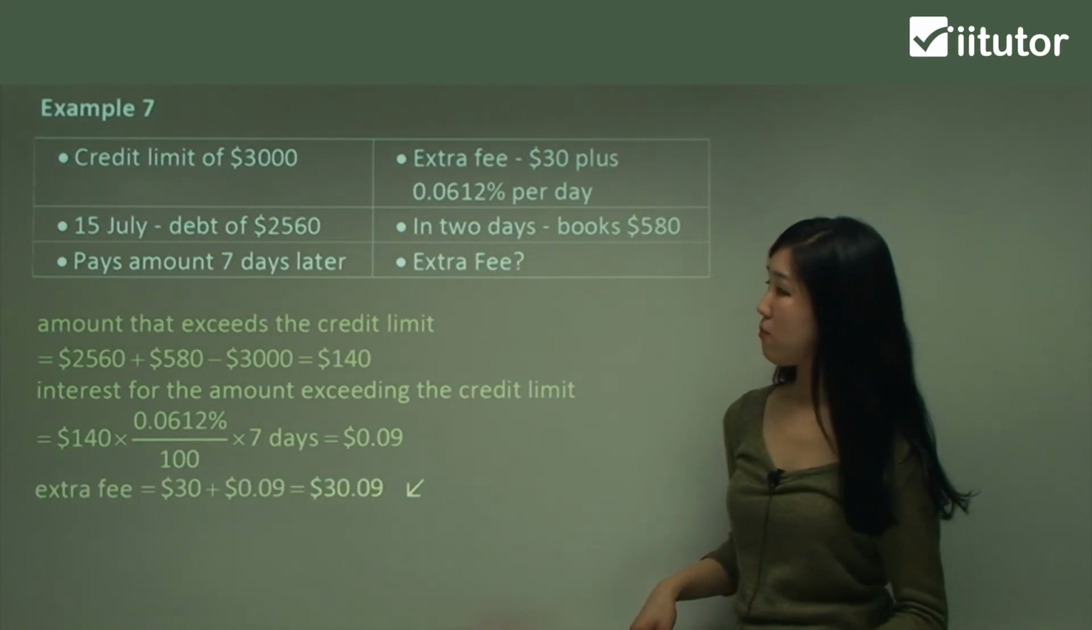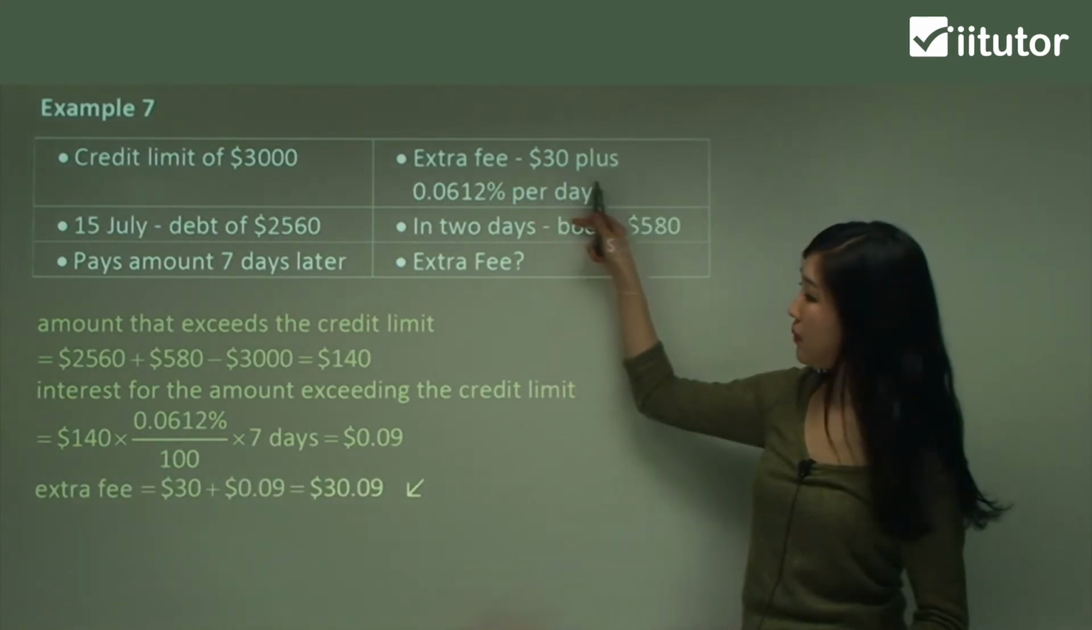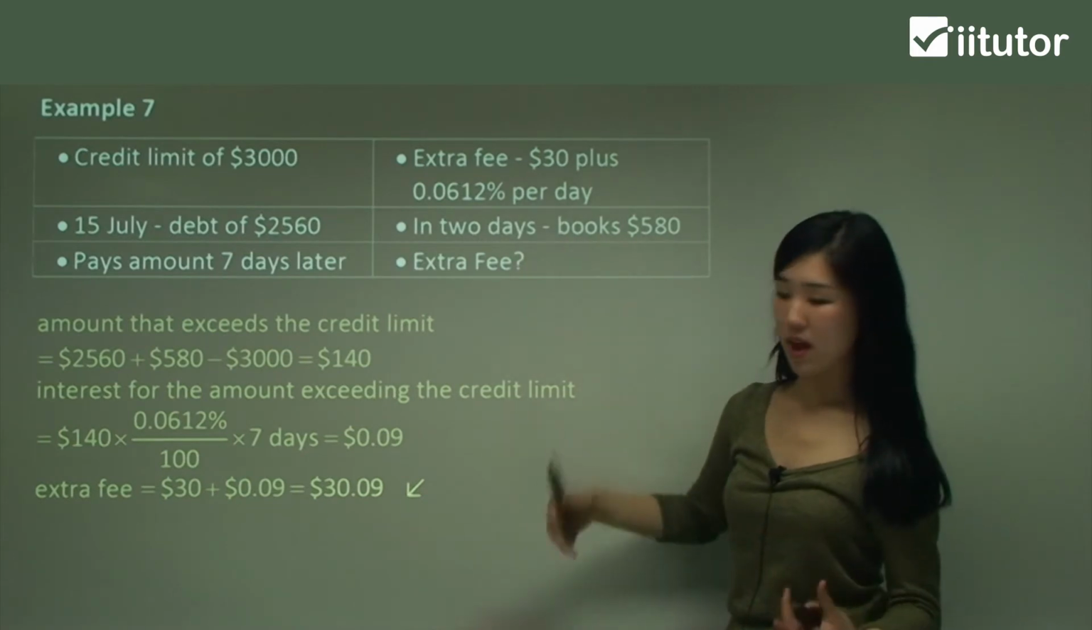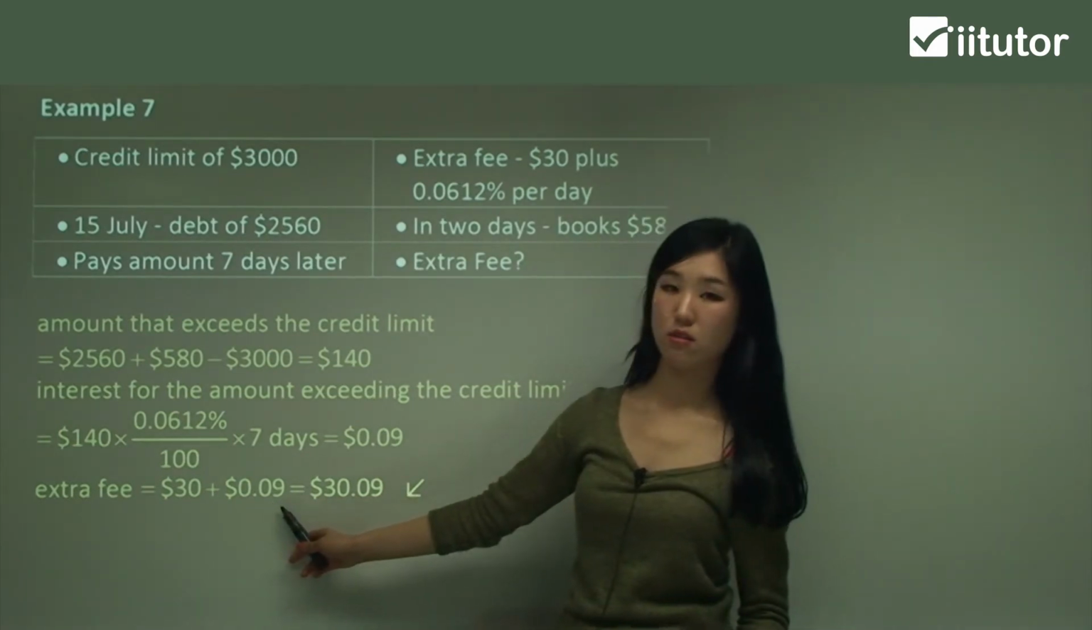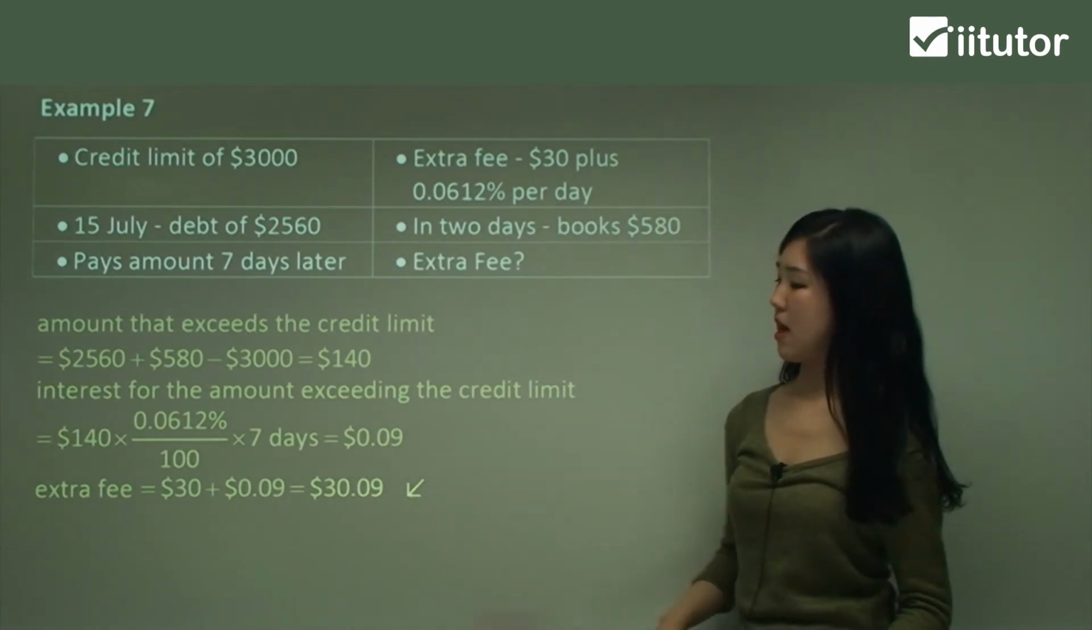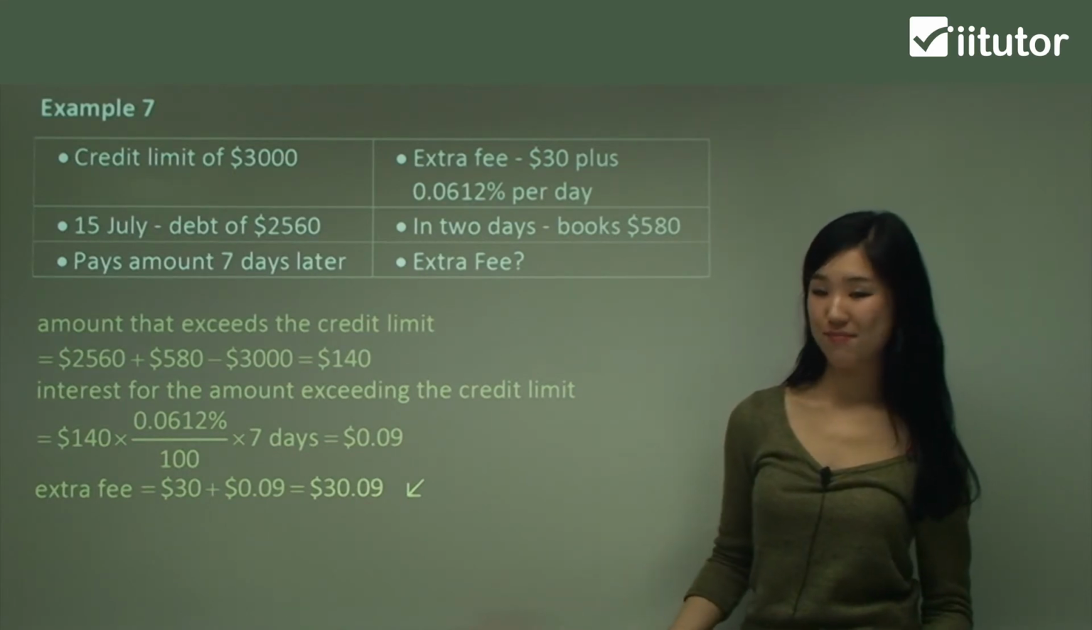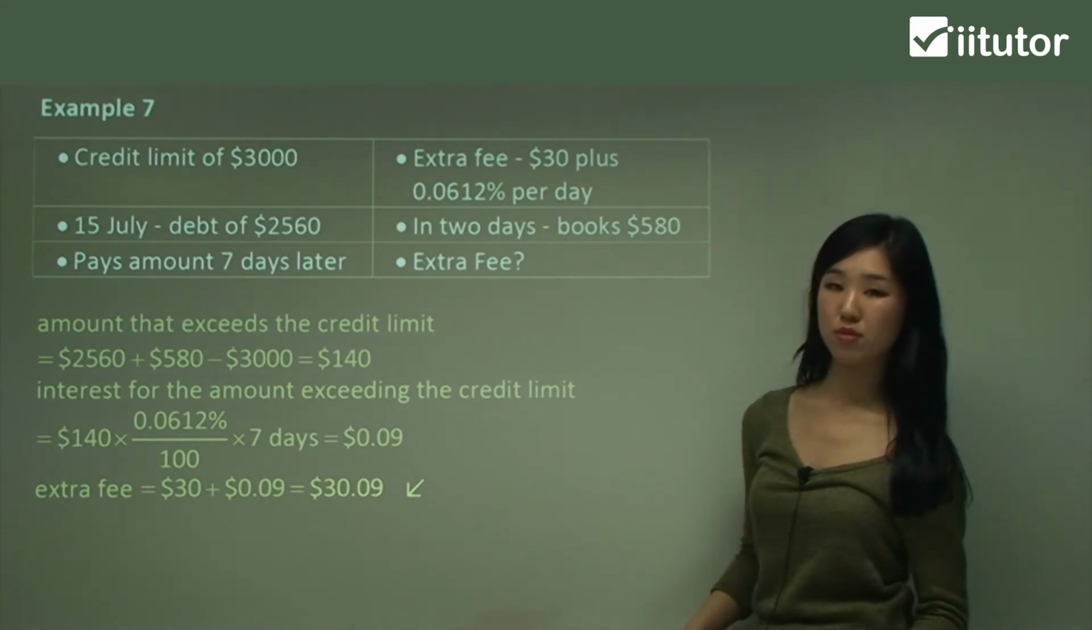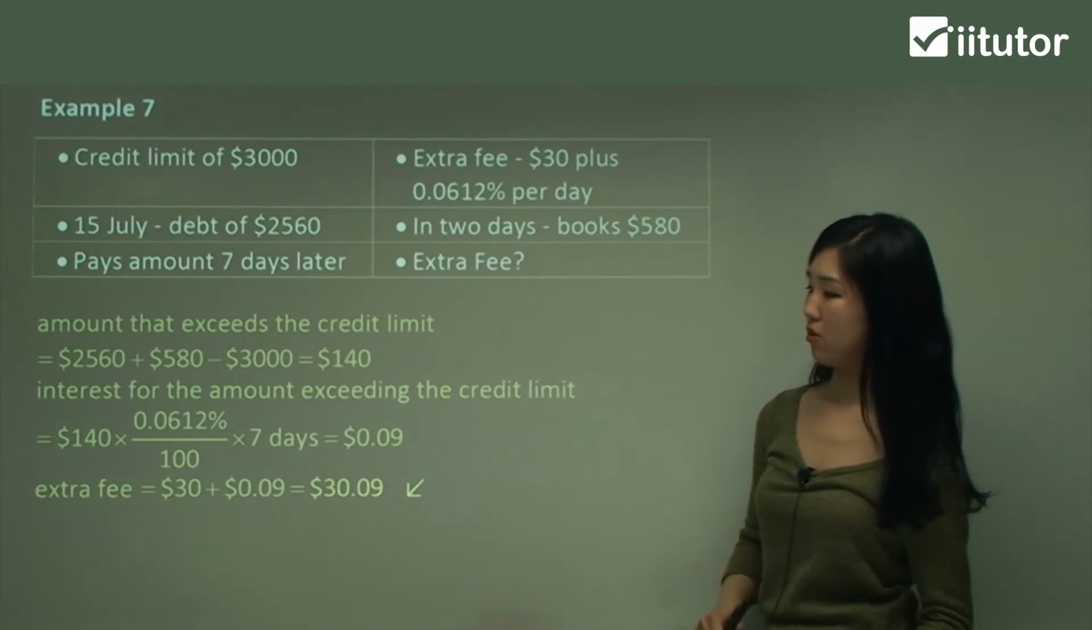So the extra fee will be the $30 plus the interest that we calculated, which is going to be $0.09. So it's going to be that much altogether for the extra fee. Pretty simple, just go step by step and it's all logical.